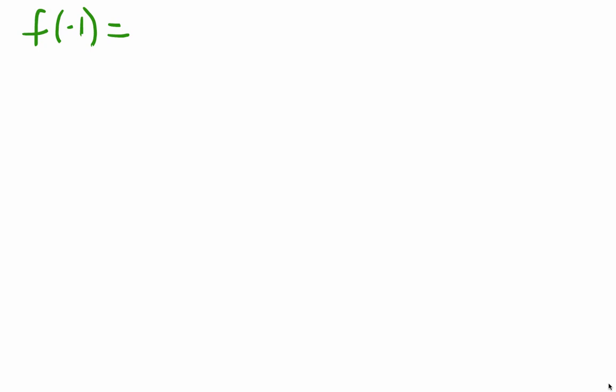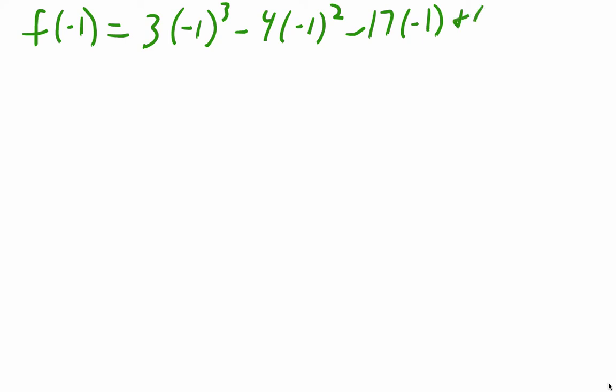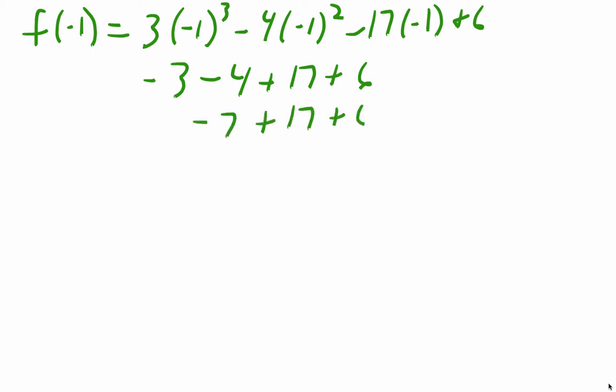So I'm just totally picking one and just trying it. My equation was then 3 times negative 1 cubed, so I'm putting it in my equation, minus 4 times negative 1 squared, minus 17 times negative 1, plus 6. So negative 1 cubed is negative 1, times 3 is negative 3. Negative 1 squared is 1, times negative 4 is negative 4. Negative 1 times negative 17 is positive 17, plus 6. So that's negative 7 plus 17 plus 6, so that's 10 plus 6, so that is 16.